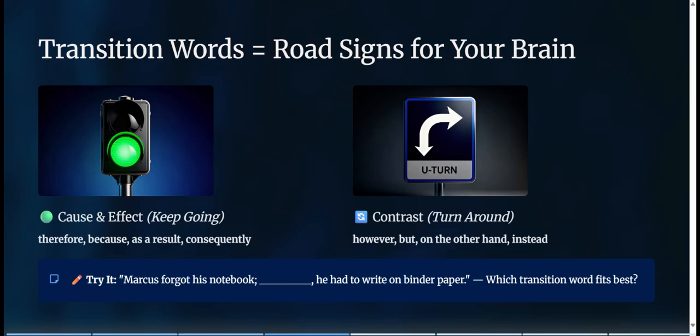Try it. Marcus forgot his notebook. Blank, he had to write on binder paper. Which transition word fits best? Turn and talk to your partner. We will check your work in a little bit.